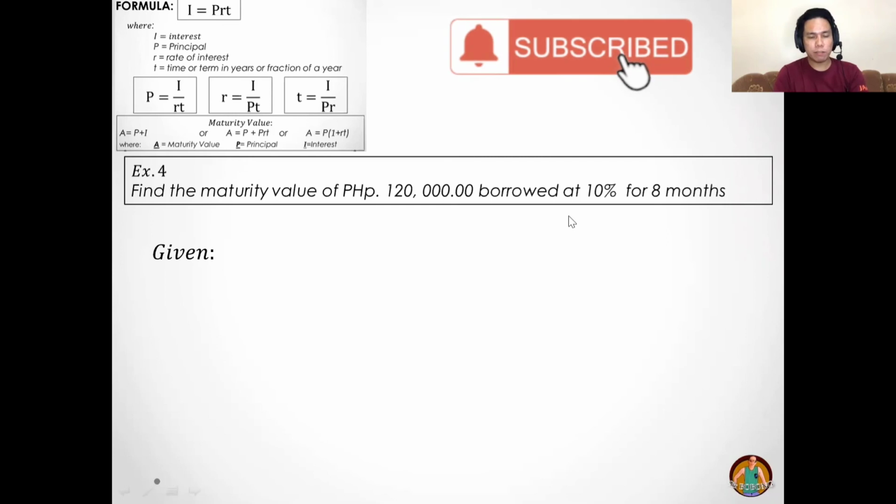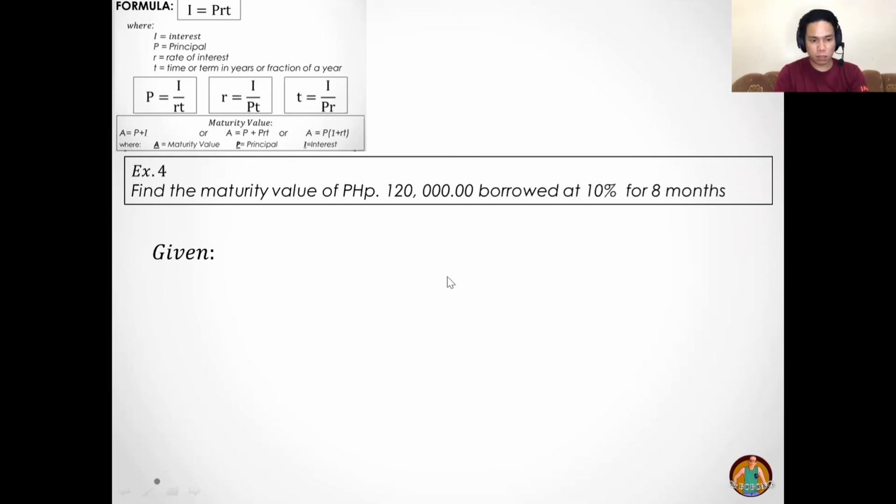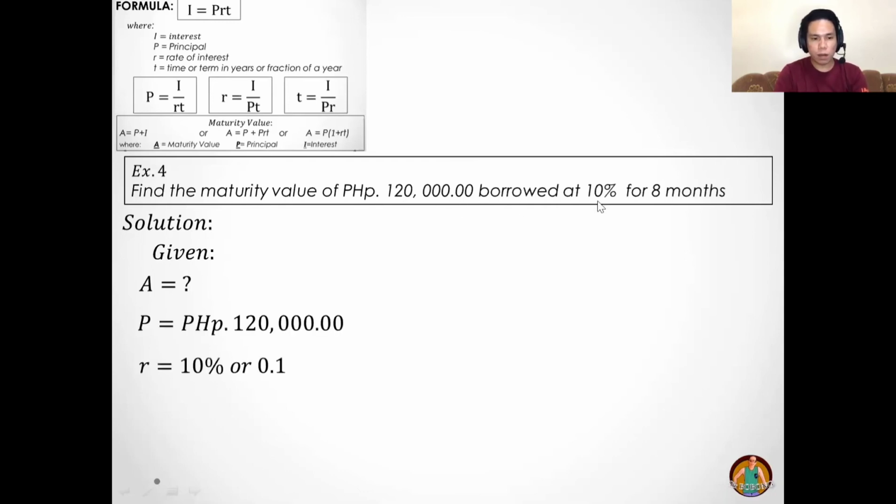So find the maturity value of 120,000 pesos borrowed at 10% for 8 months. Okay, so let's have the solution. Of course, analyze muna natin yung ating problem. So find the maturity value. When you say maturity value, halata kaagad na hinahanap natin dito is letter A. Okay, so our 120,000, borrowed money, is our principal amount. 10% is our rate of interest or interest rate. So 10% or 0.1. And of course, our 8 months is our T or our time.